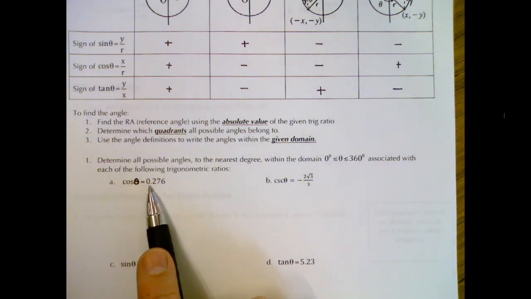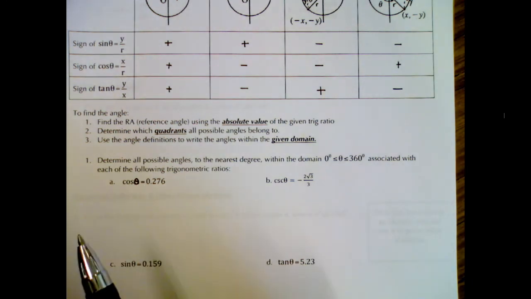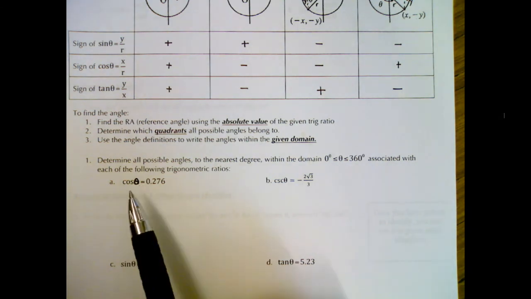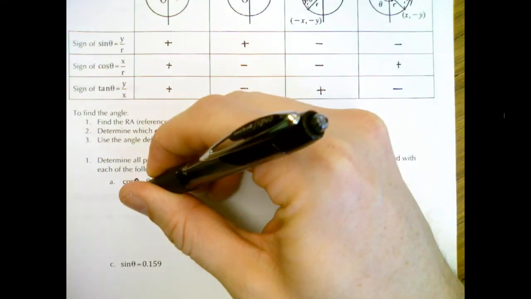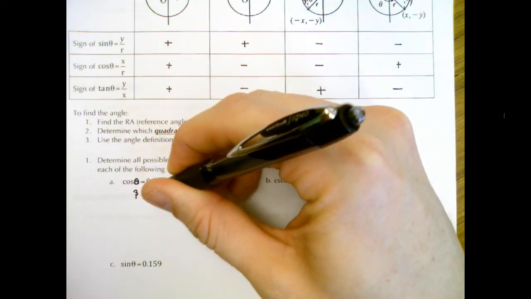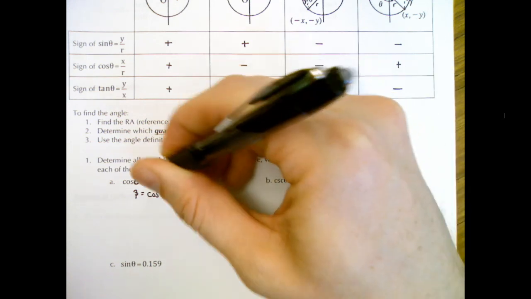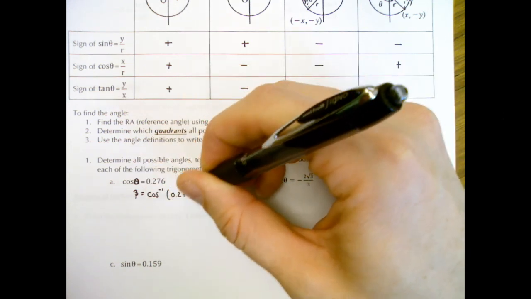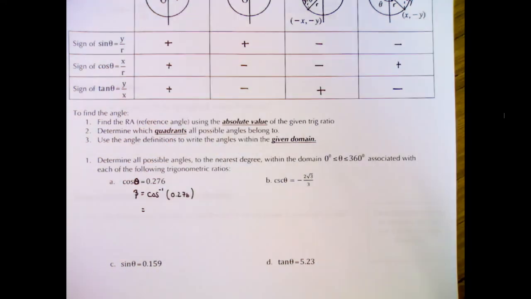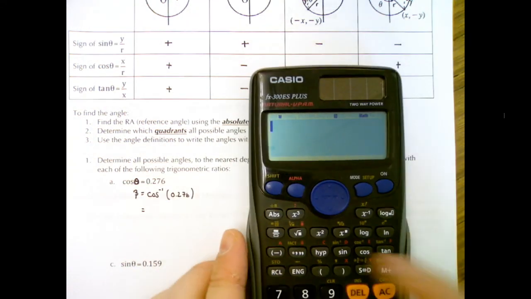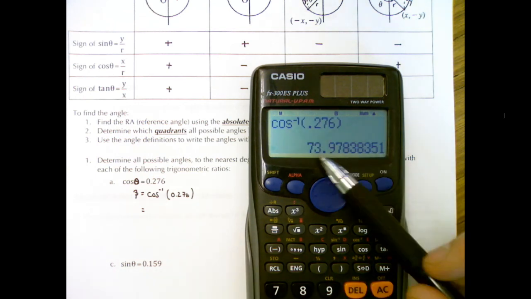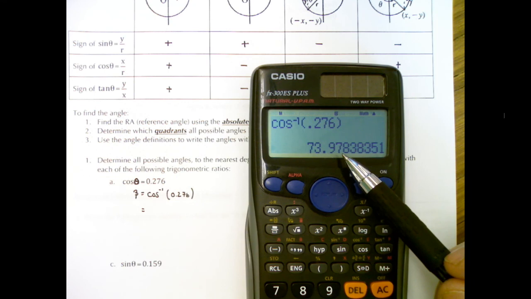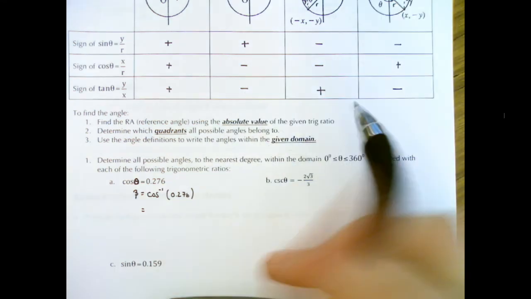Cos theta is 0.276. Let's first find beta. And the way we find beta is we take the absolute value. We have a positive, so that's good. To find beta, we do cos inverse. And if this number was negative, we would make it positive so we could find our beta. And if we do cos inverse of 0.276, we get 73.9, and we're looking for angles to the nearest degree, so I'm going to round that to the nearest degree, 74 degrees.